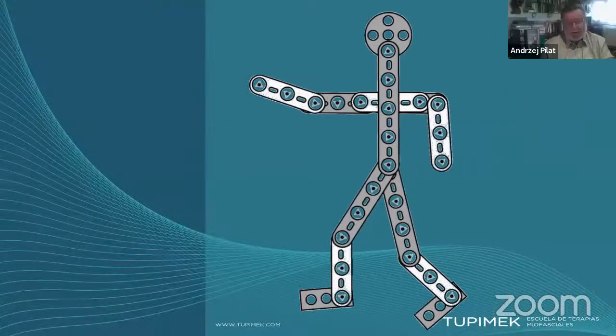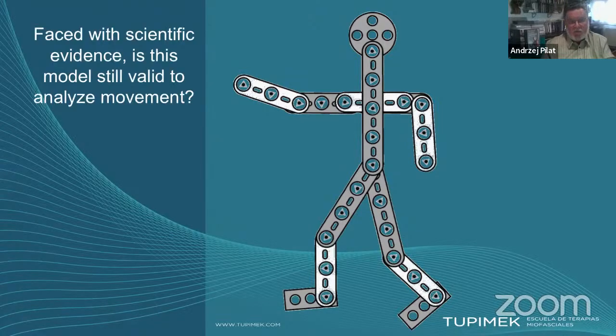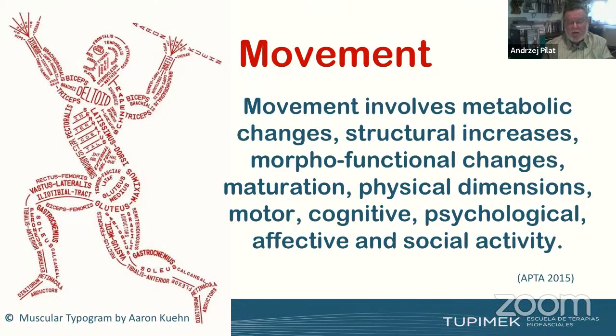So this is the very difficult question. What model of the body movement do we use in our daily work with the patient? Faced with the scientific evidence, is this model still valid to analyze movement? Again, the definition. This is the definition from APTA, the North American Association of Physical Therapy. And I changed it slightly, but I think this is excellent. Movement involves metabolic changes, structural increases, morphofunctional changes, maturation, physical dimensions, motor, cognitive, psychological, affective, and social activity.